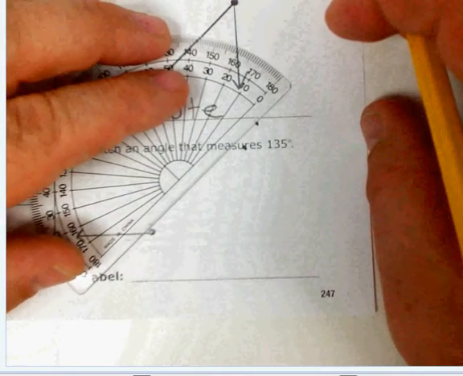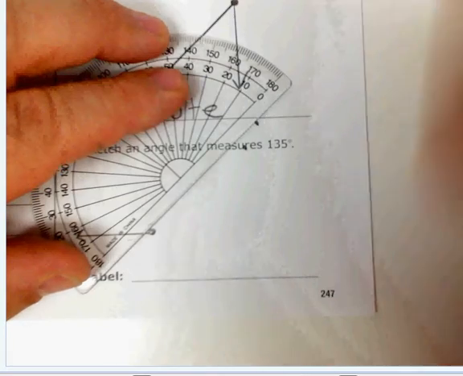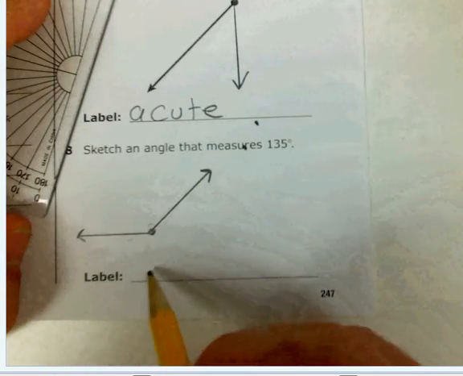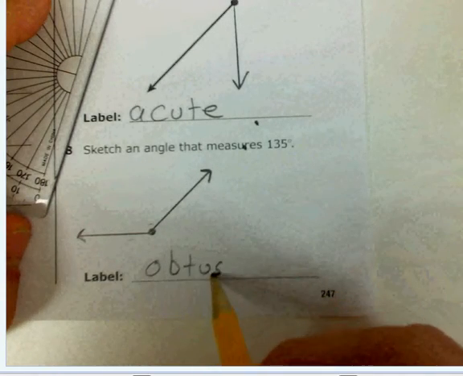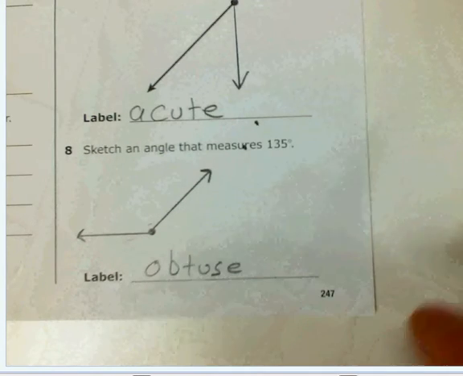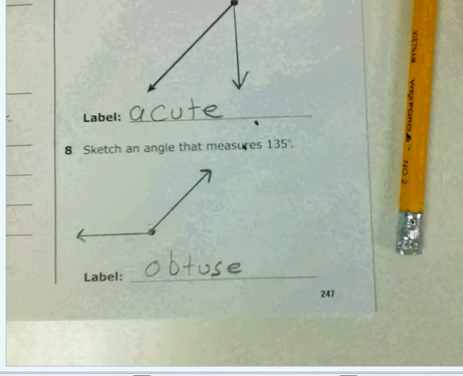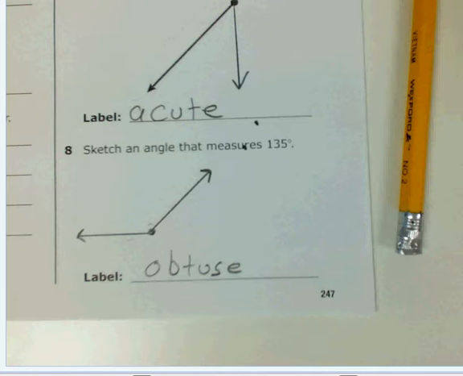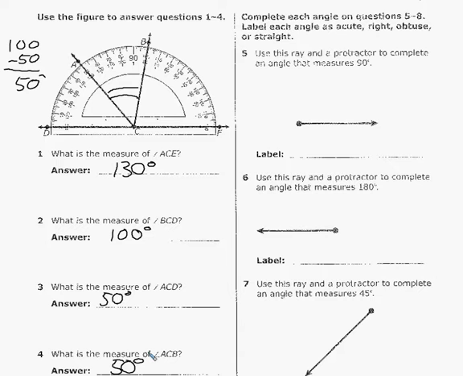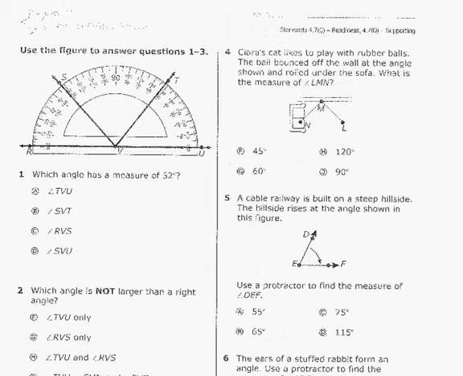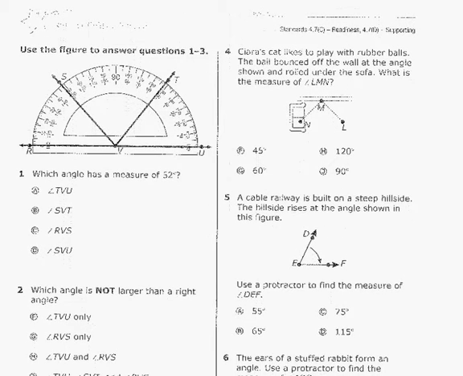Then I line up my two dots, my endpoints on my ray and the point I made right there. And that's going to be an obtuse angle. Okay. Now we're going to go back over to the guided practice. Okay, on the next page.